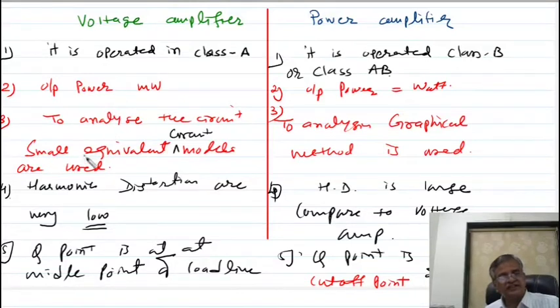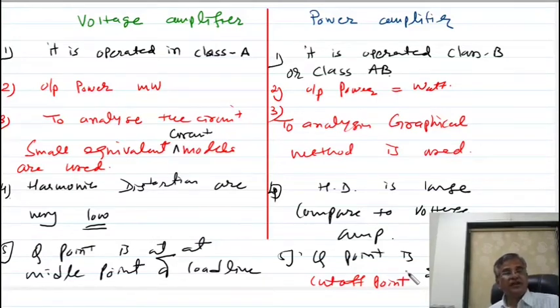To analyze the circuit, small equivalent circuit models are used. To analyze the circuit, graphical method are used. Here harmonic distortion is very low. Harmonic distortion is large compared to this. Here Q point is at the middle point of the load line. Q point is the operating point. You must be knowing that we specify how much value of the DC current passing through your transistor, how much value of DC collector emitter voltage is there when input signal is not applied. So here Q point is at the cutoff.